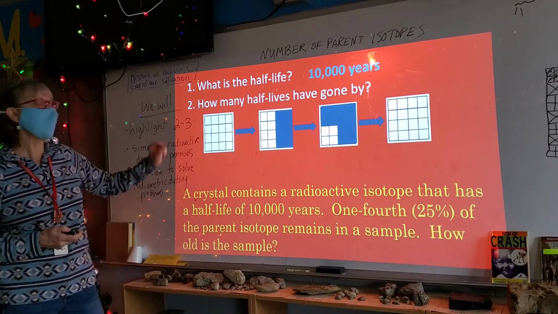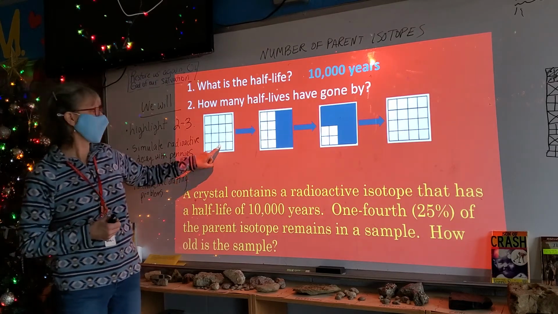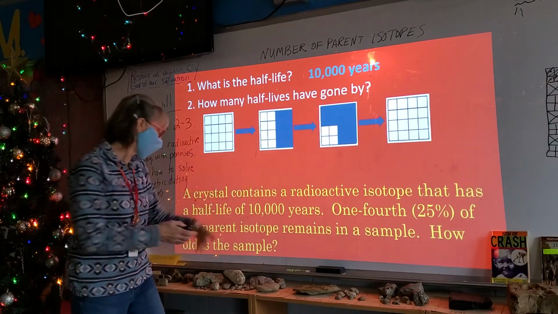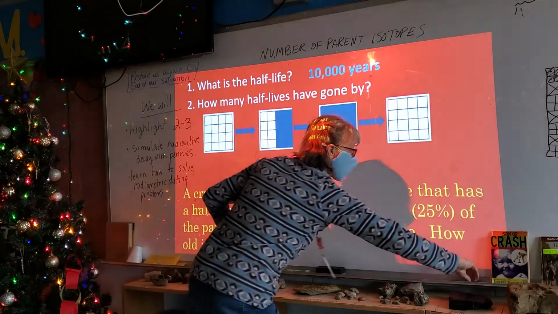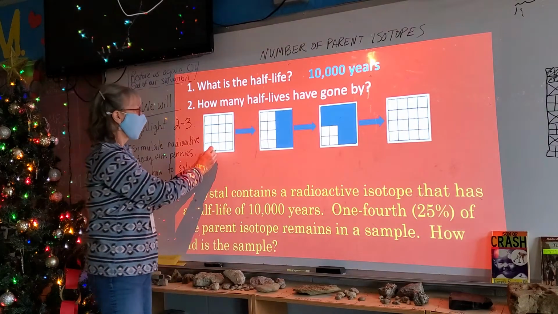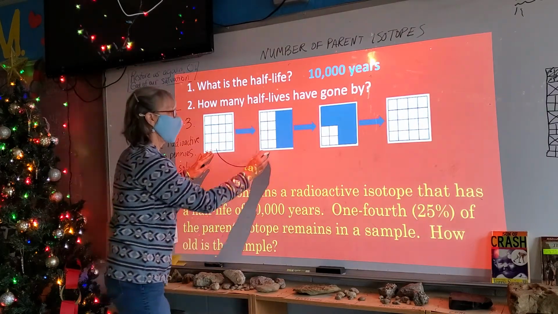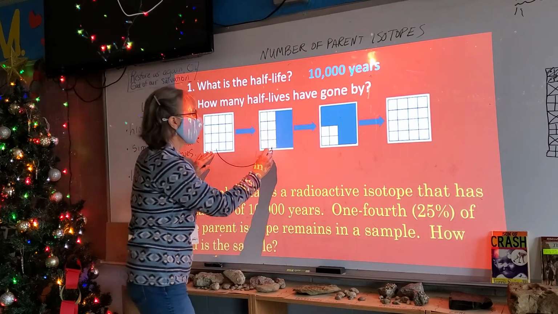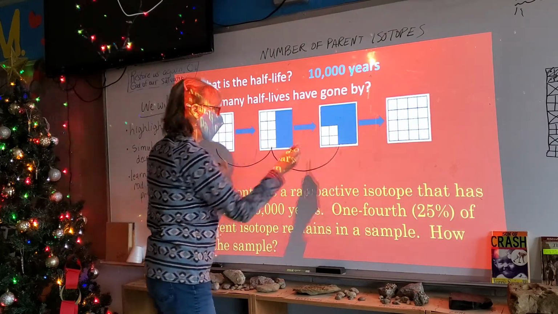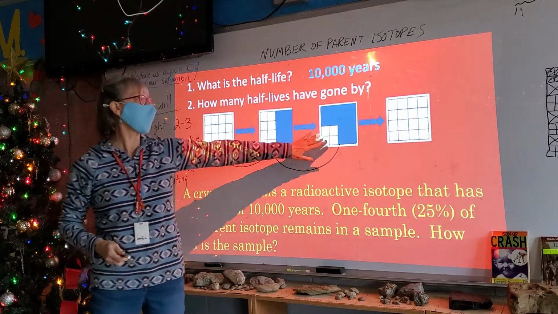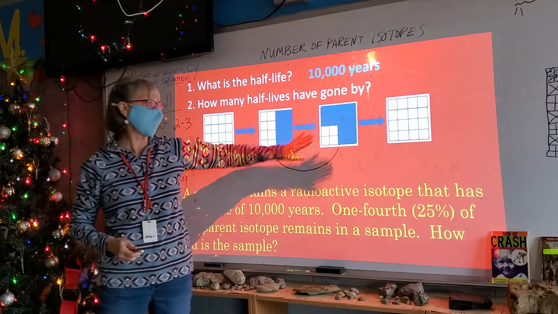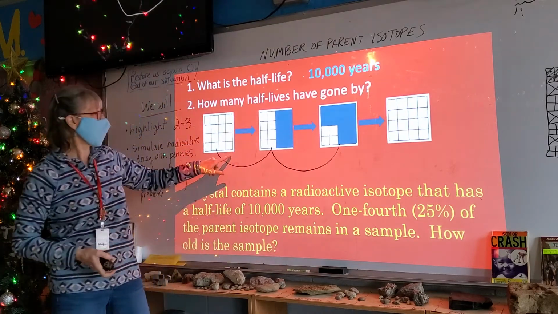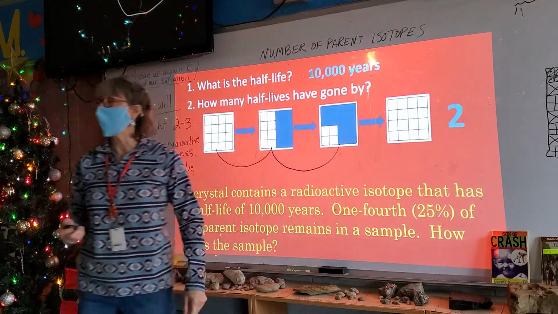So how many half-lives have gone by? Take your finger or your pencil and draw a line from this box to here and count 1. Take another pencil line and say 2. Once you've got 1/4 of the sample left, or 4 squares, you stop. How many half-lives do we do? 2. So it's 2 half-lives.